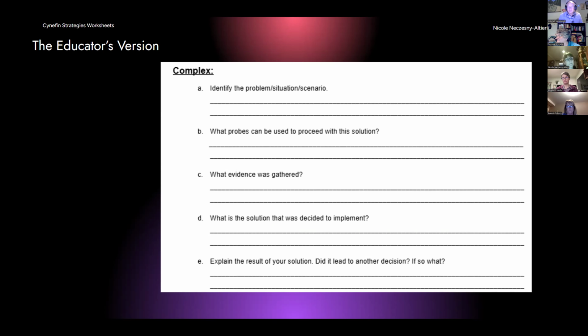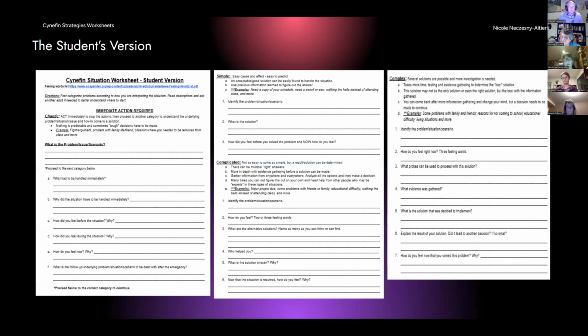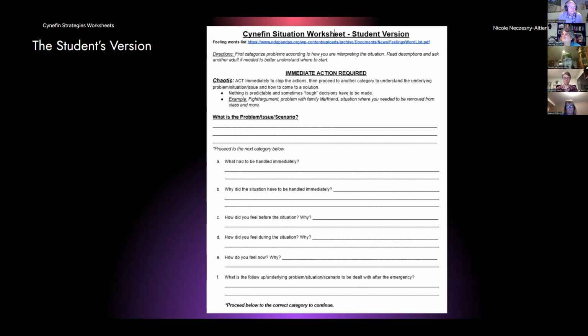So then we go to the student version. And if you remember the adult version or the educator version, this one is laid out very differently. I did it more like a chunking thing, and those in education know that chunking seems to help students focus a little bit more. So if we look at this one, this is the chaotic.